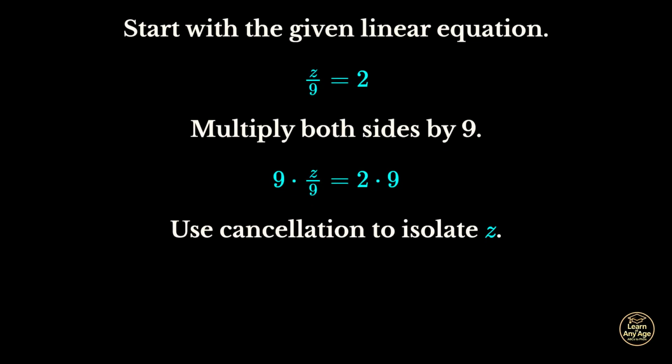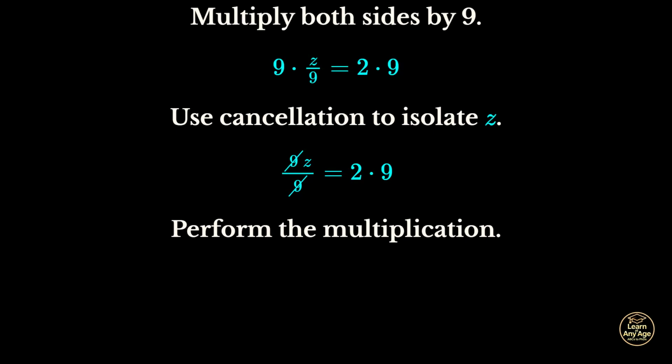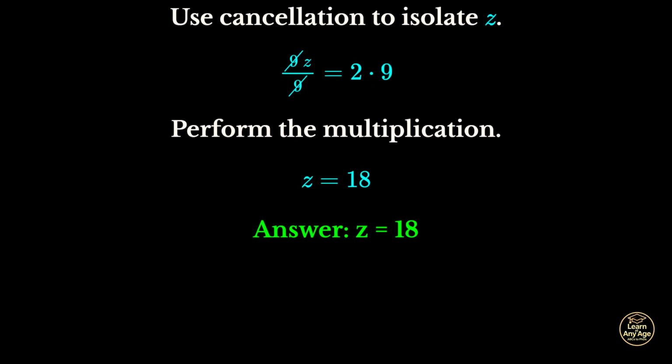Use cancellation to isolate z. 9 cancelled out, z over 9 cancelled out, equals 2 times 9. Perform the multiplication. Z equals 18. Answer, z equals 18.